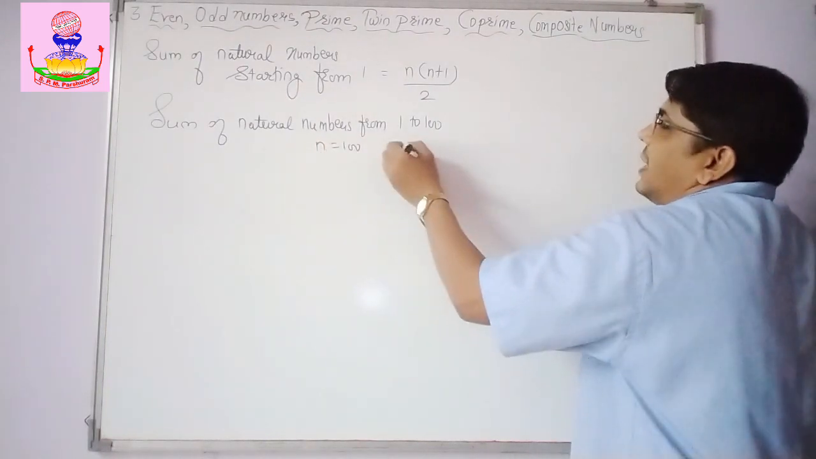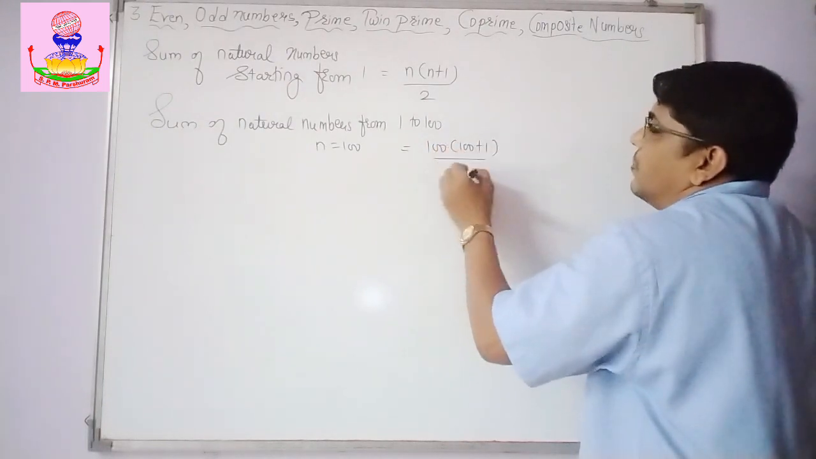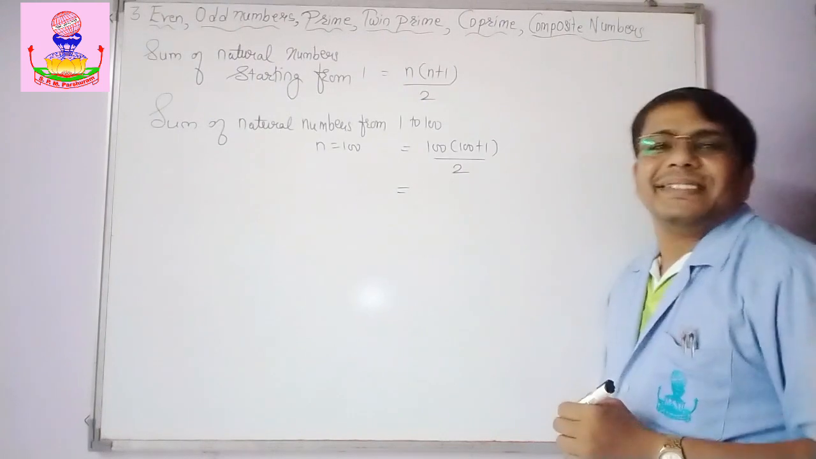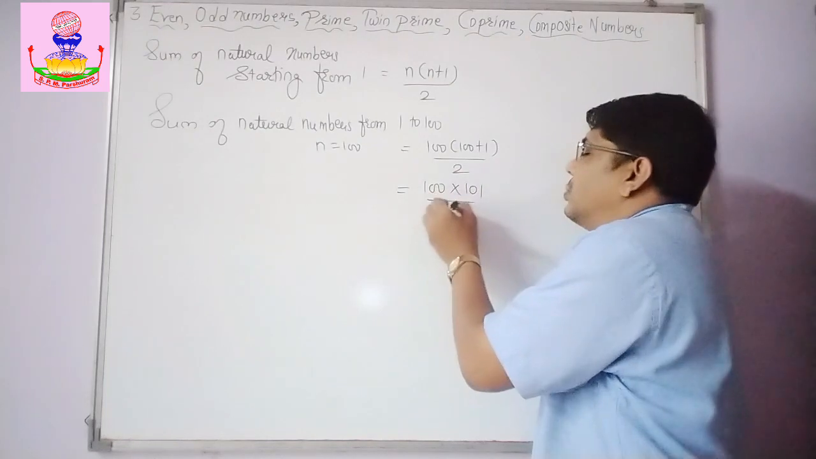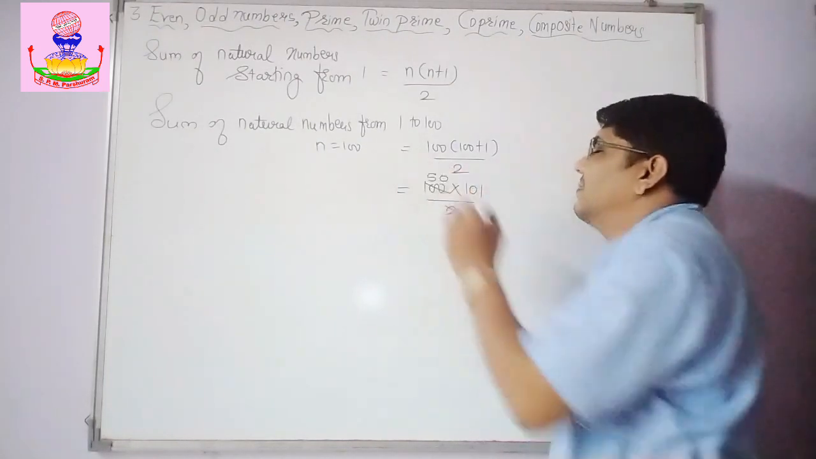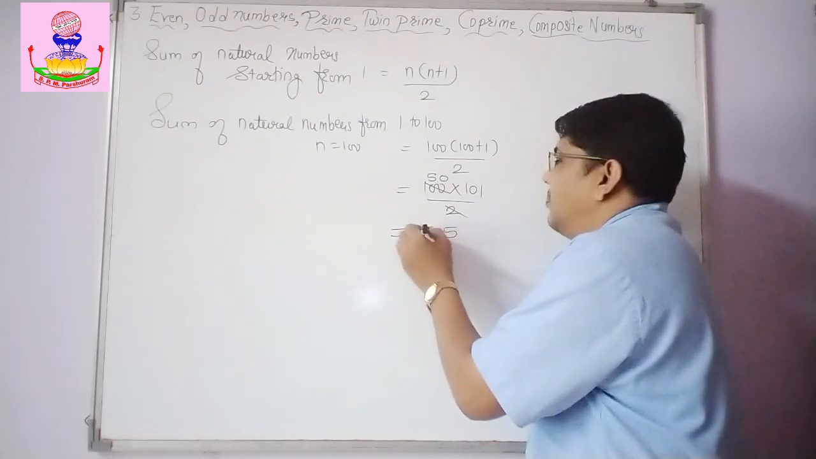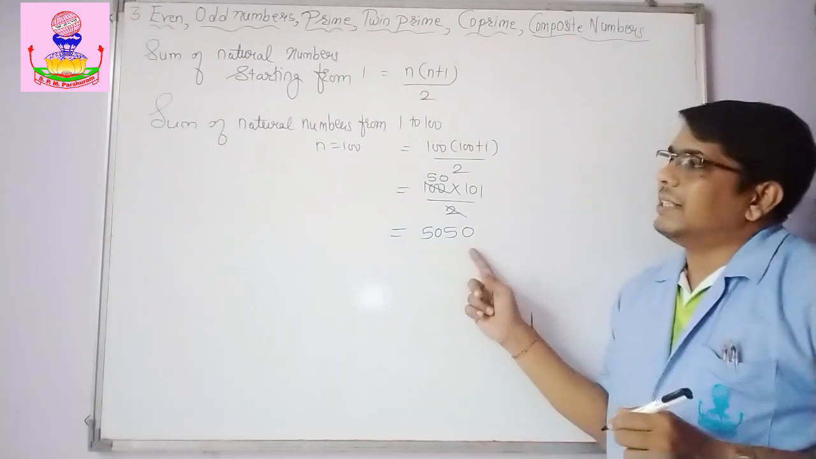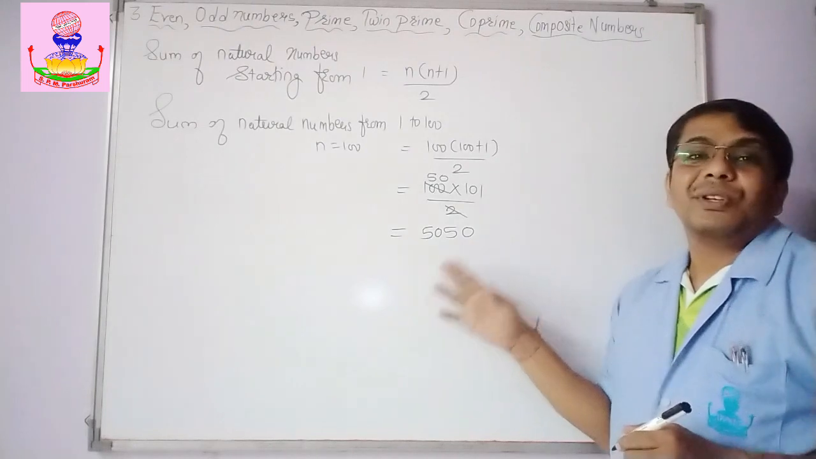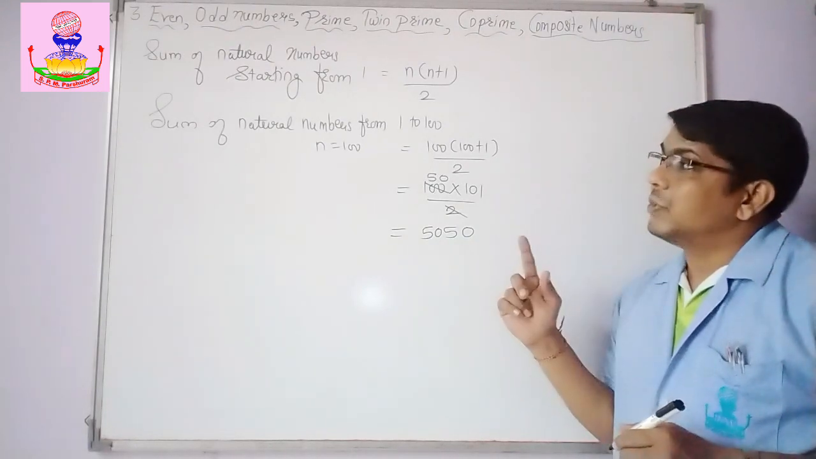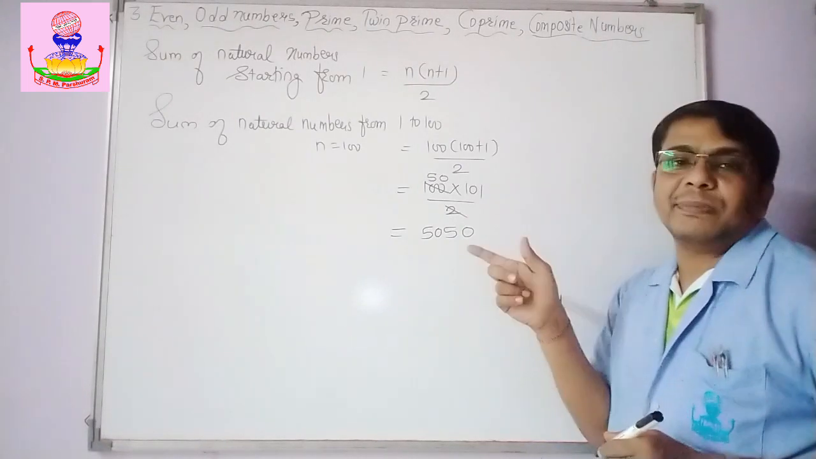So what can I do? That is 100 into 100 plus 1 upon 2. Right? So 100 into 101 upon 2. So 2 fifties are 100, so 50 into 101, 5 into 101 is 505 and this 0. So the sum of natural numbers from 1 to 100 is 5050. So you can use this formula to find it, but they should start from 1 only. Keep this in mind. Then only you can use this formula.